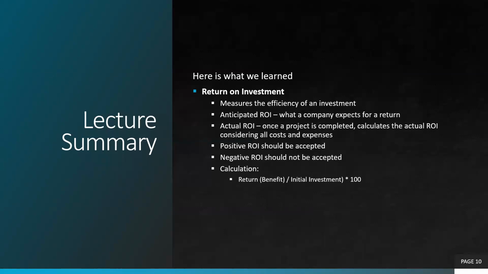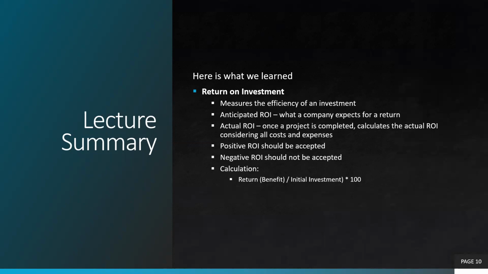So here's what we've learned in this lecture. Return on investment measures the efficiency of an investment. The anticipated ROI does all of the work up front before a project or a purchase takes place. The actual ROI is once the project is completed, and it calculates the actual ROI considering all costs and expenses.